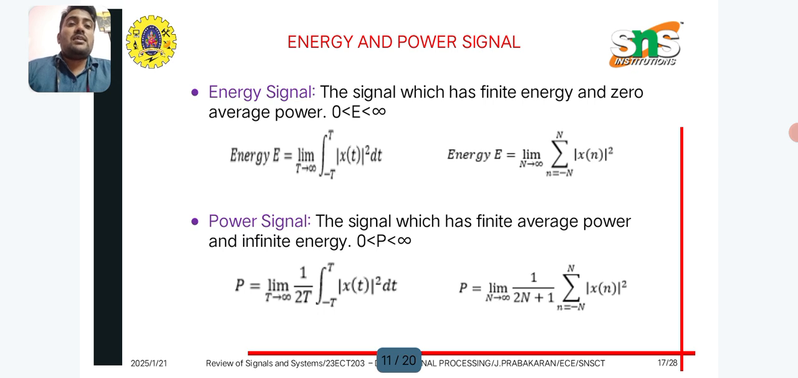Next is the energy signal. For an energy signal, the energy value should be finite and the power value should be equal to 0, whereas for a power signal the energy value is infinite and the power value should be finite. First is the energy formula for the energy signal, and second is the power formula for the power signal.